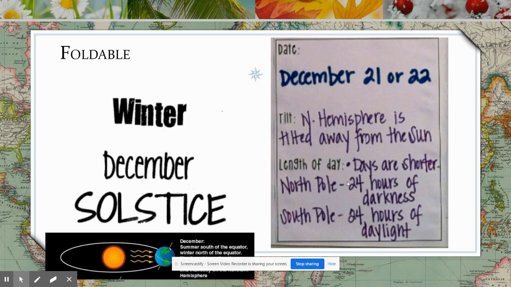If you live in the North Pole, you're going to have 24 hours of darkness in the winter solstice. If you live on the South Pole, you will have 24 hours of daylight. So in the northern hemisphere, we're experiencing winter, but in the southern hemisphere, they will be experiencing summer. So something interesting to think about is in the December months, it's actually very hot in places like Australia.